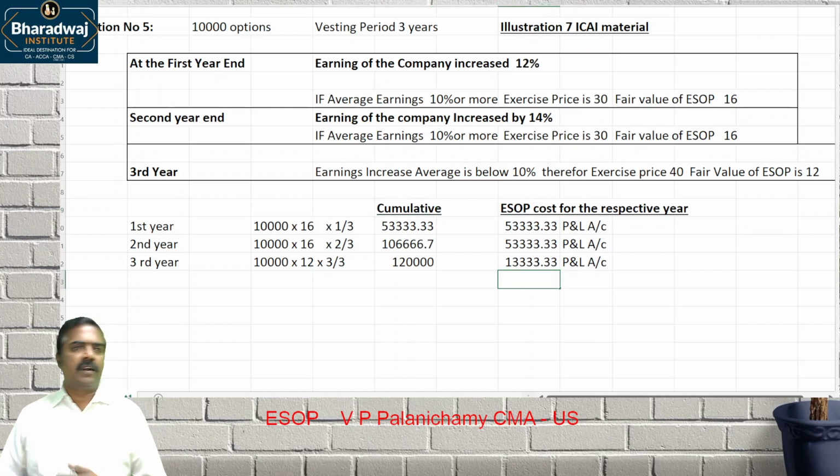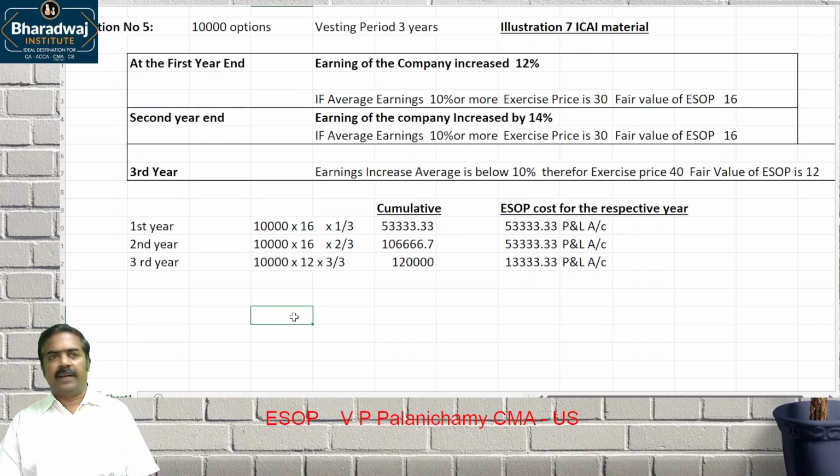No information regarding lapse of option is given. So throughout all the 3 years, 10,000 is maintained.